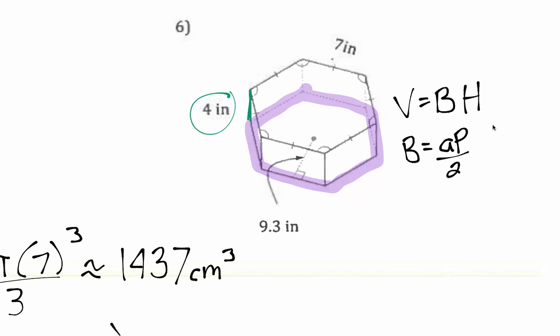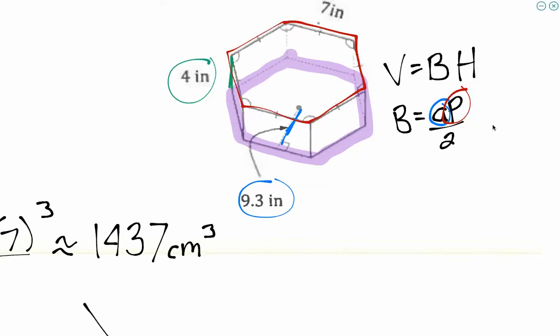Little a is going to be 9.3. And my perimeter is going to be 7, 7, 7, 7, 7, 7. So we have 6 sevens there. So A is 9.3 and P equals 7 times 6, which is 42.